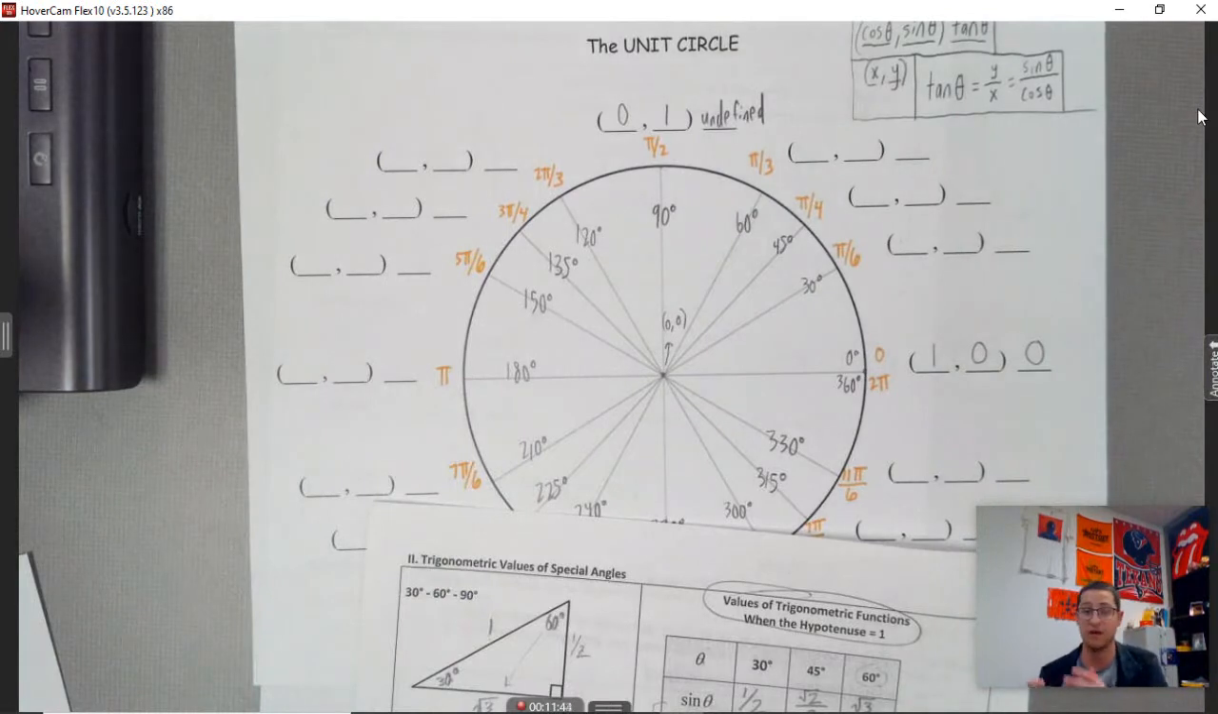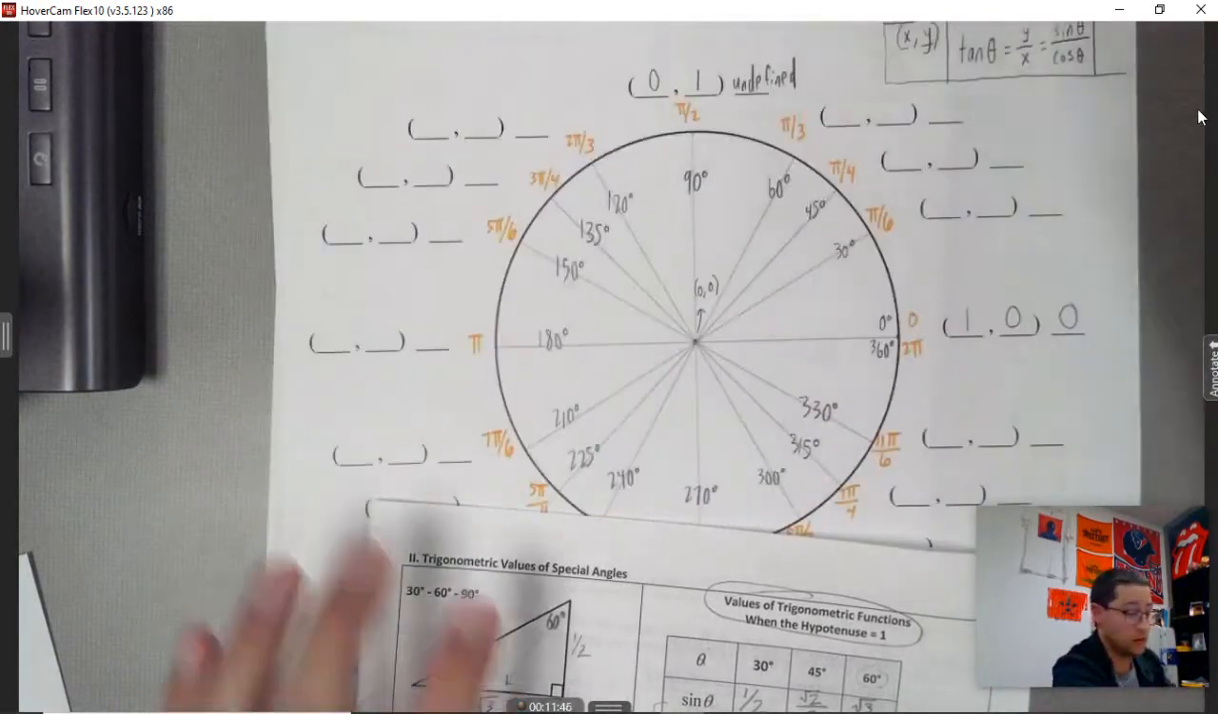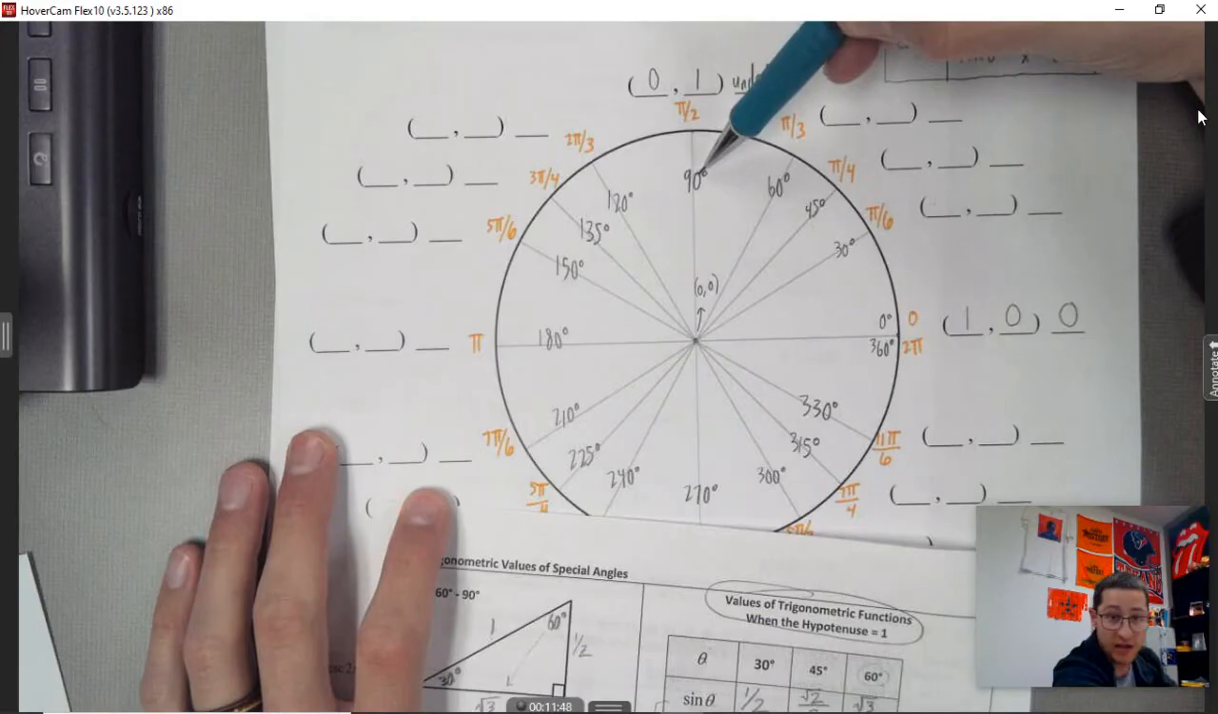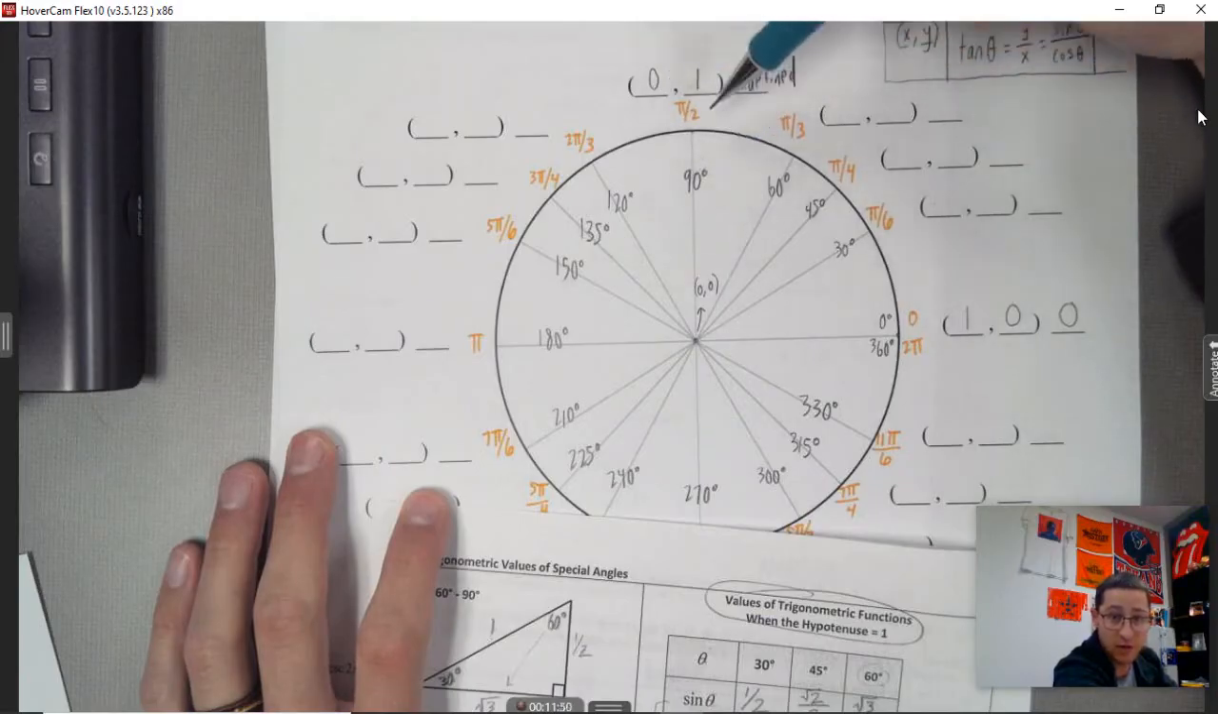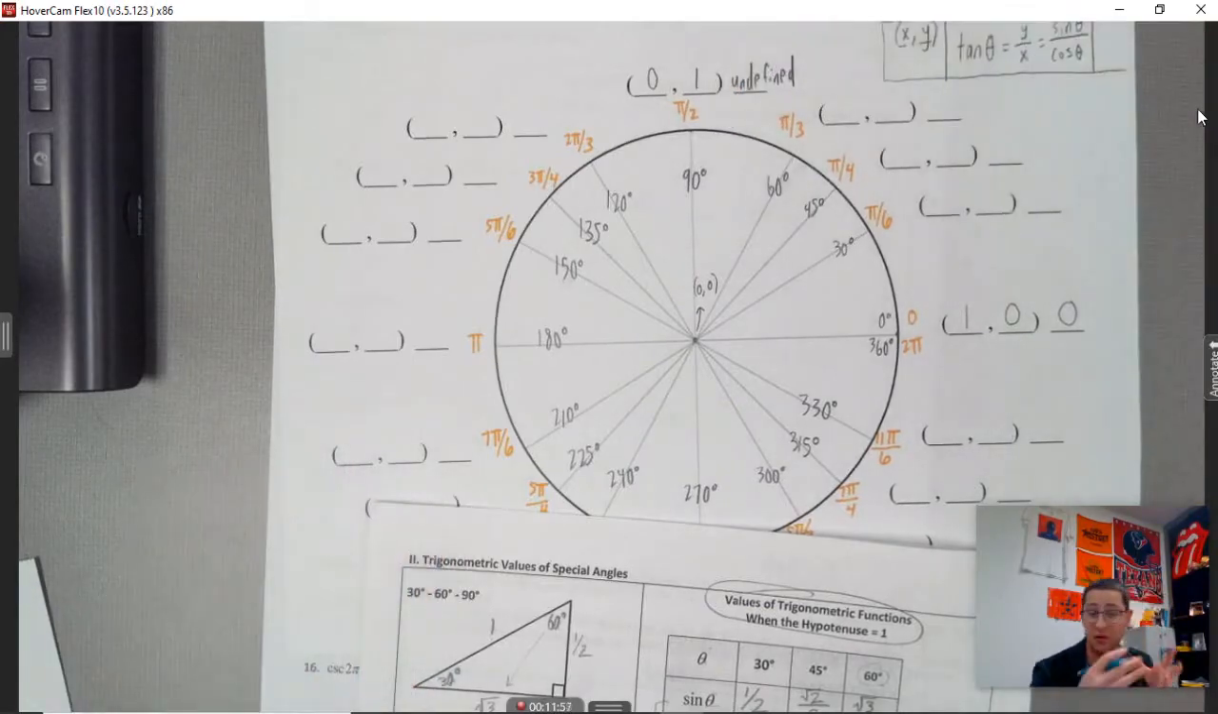We've now found, remember, cosine of 90 is now 0. Sine of 90 is now 1. Tangent of 90 is undefined. That's how we're going to use this table.